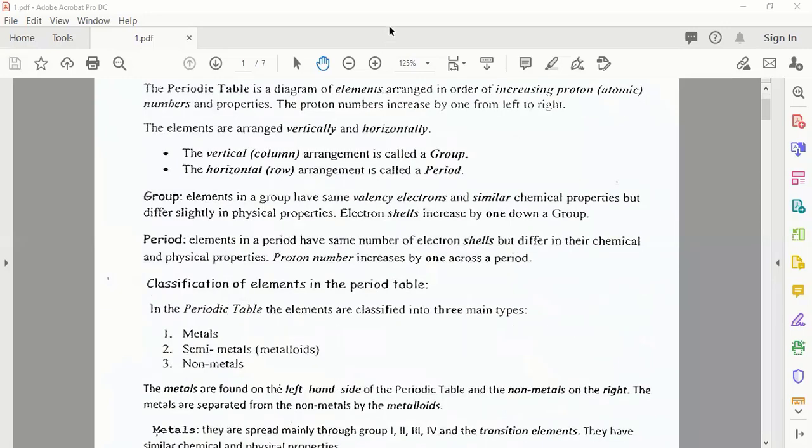Okay. Now you can see the new page. Here they are talking about the classification of elements in the periodic table. If you want to divide the elements in the periodic table, you will find 2 main categories. Number 1, metals, and number 2, non-metals. But there are some elements, very few in number, that still exist. They are known as semi-metals, or metalloids.